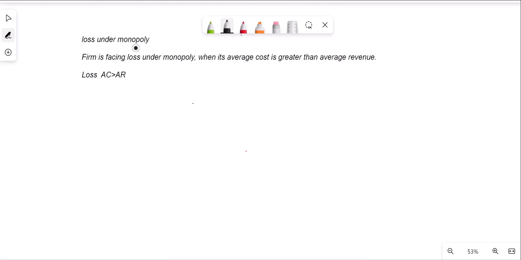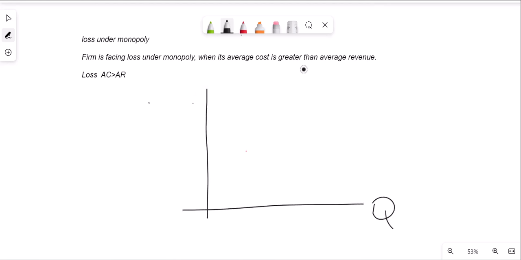Basically, a firm is facing loss when its average cost is greater than average revenue. So when the firm's average cost is greater than average revenue, it means that the firm is facing losses. So now we will draw the normal loss under monopoly. For that we have to draw the level of output first, then we will talk about the loss under monopoly.